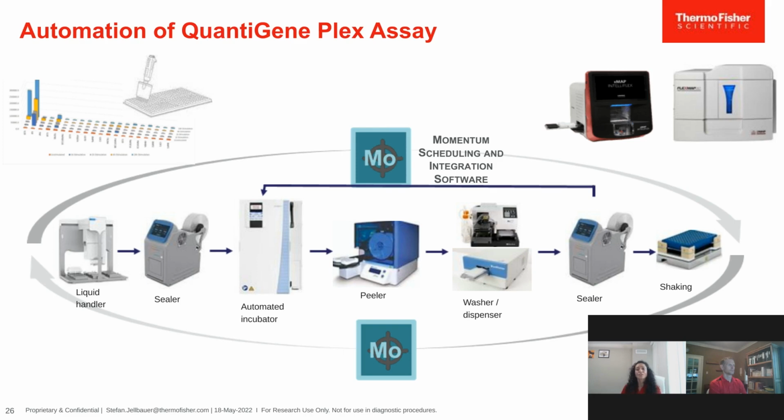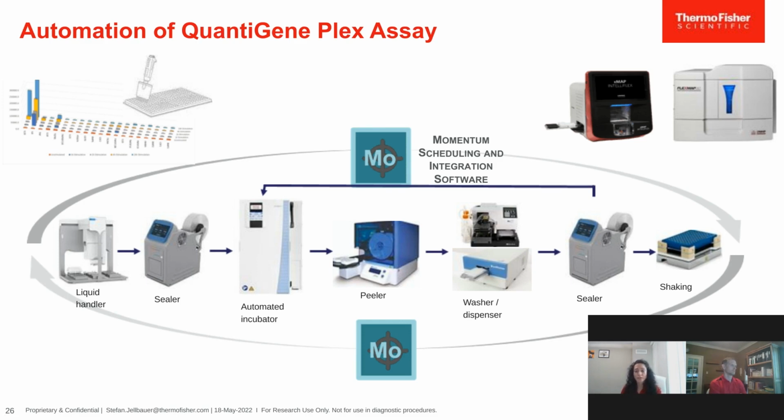On this slide, we are showing a high-level graphical representation of the QuantiGene Plex assay run in an automated fashion by the Momentum software on the Inspire platform. Each step of the protocol is being automated by various instruments. So beginning from the very left, the liquid handler provides a 1:1 stamp from the input plate, and the stamped out plate is then transferred to a sealer.